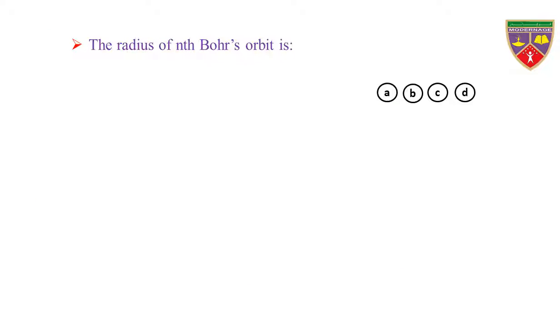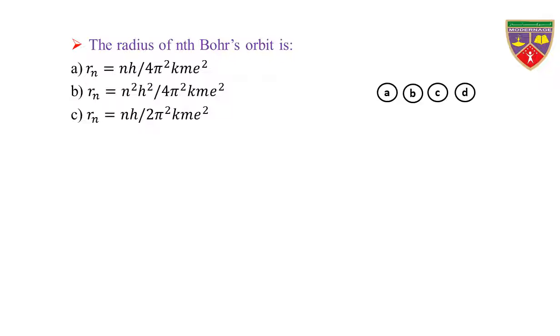The radius of nth Bohr's orbit is: option A, Rn is equal to nh divided by 4 pi square k m e square. Option B, Rn is equal to n square h square divided by 4 pi square k m e square. Option C, Rn is equal to nh divided by 2 pi square k m e square. Option D, Rn is equal to n square h square divided by 2 pi square k m e square.